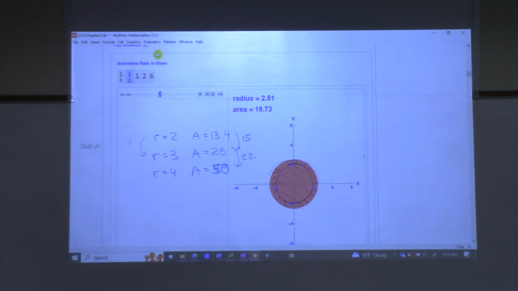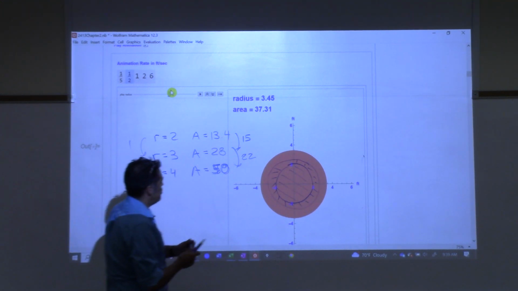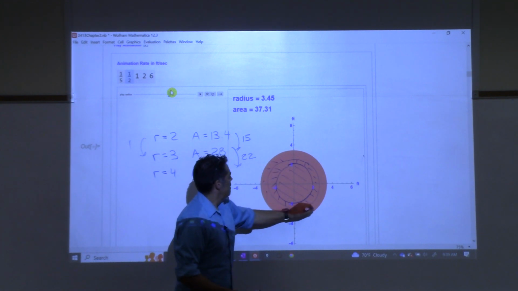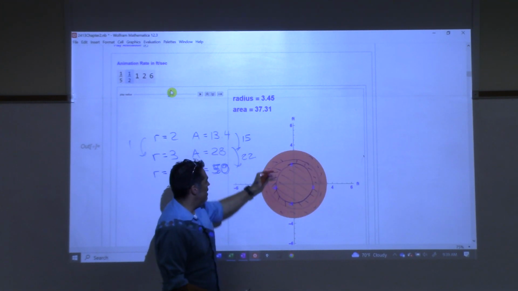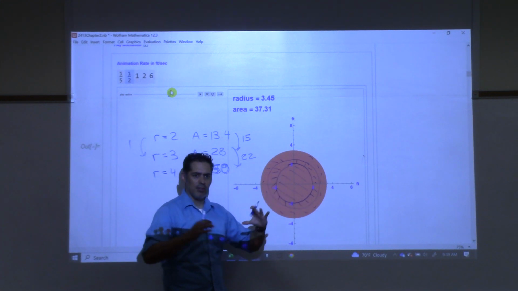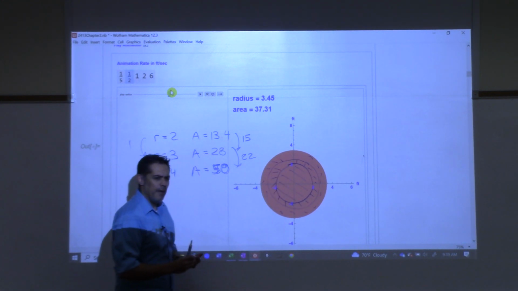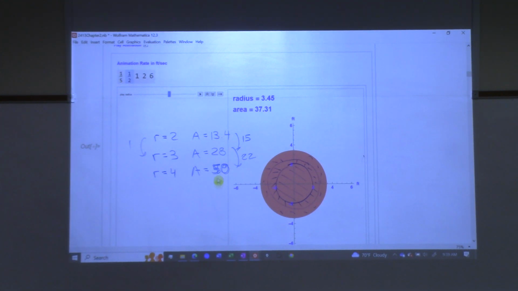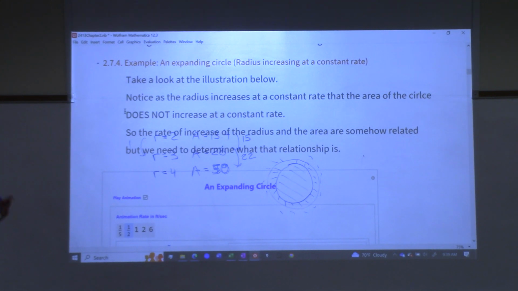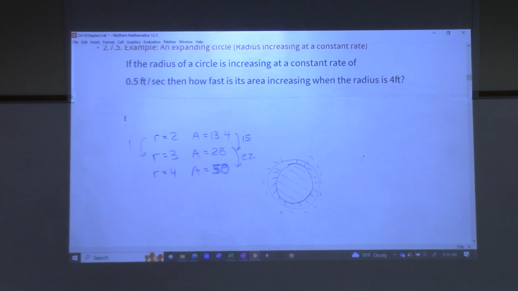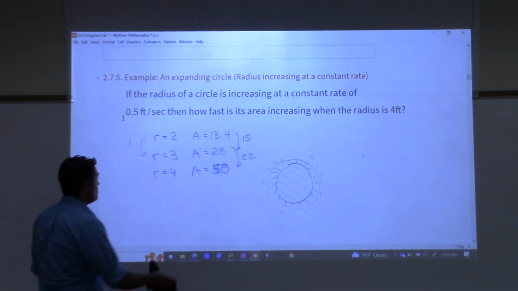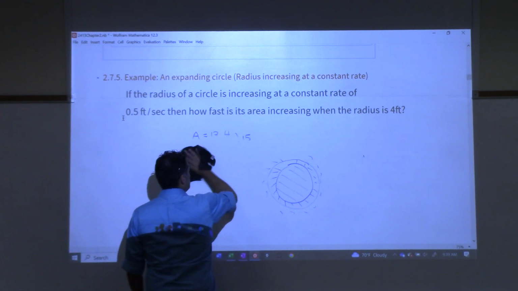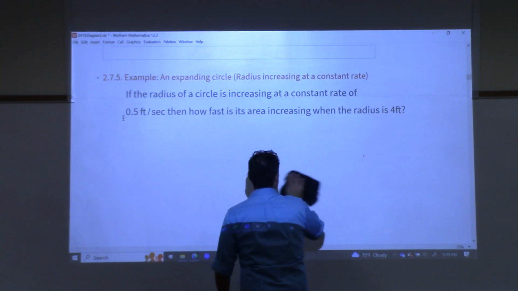If I nudge it again by the same amount, now I've added this much more. Do y'all see that this outer ring is more area than this inner ring, because it's a larger ring? Are y'all following this? Okay, I think you are. Notice again, the radius increases at a constant rate. That does not mean the area does. So here's the problem. This is your first related rate problem. That was just a visual to kind of help you understand what's going on.